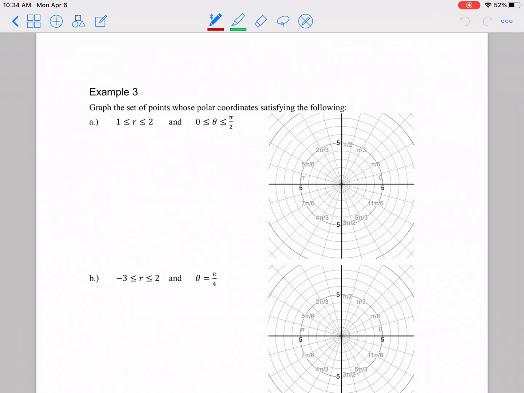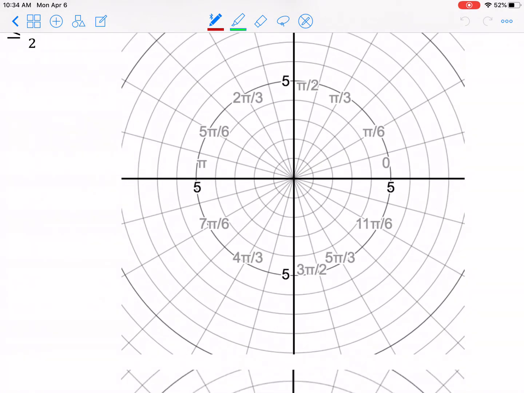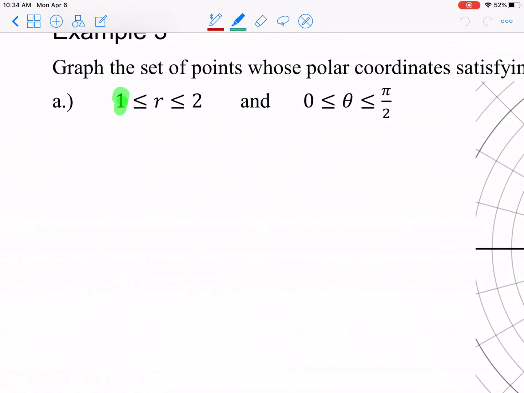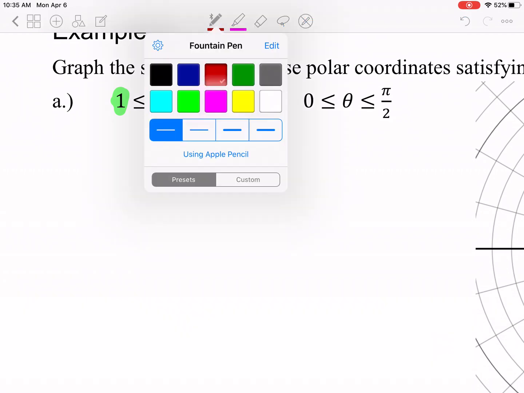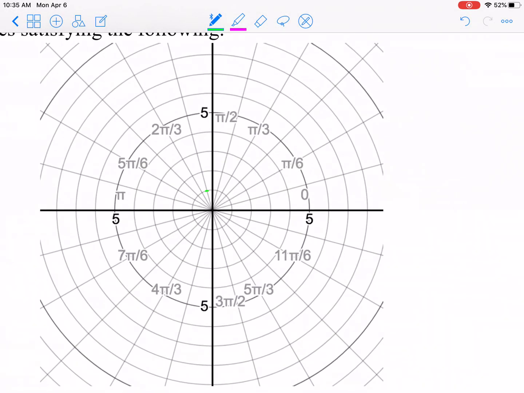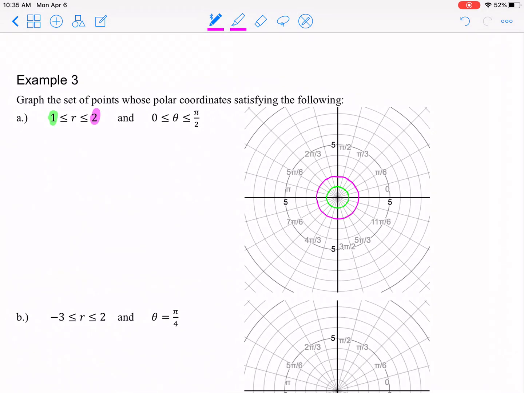Graph the set of all points whose polar coordinates satisfy this. So everything that fits here. So let's take a look. We need the radius to be greater than or equal to 1 and less than or equal to 2. So that means if I do this, let's make this green and this pink. So what I can do is come back over here with green and say, here's 1, r equals 1. And the other one I believe I did in this pink, here's r equals 2, right there. And then it tells us we need all theta between 0 and pi.